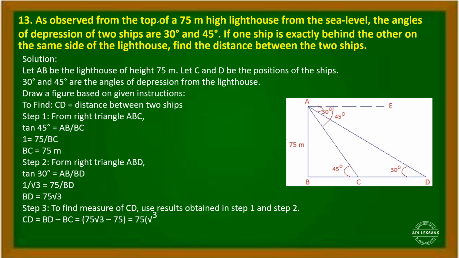Step 3. To find the measure of CD, use the results obtained in step 1 and step 2. CD equals BD minus BC. That equals 75 root 3 minus 75. That equals 75 into root 3 minus 1. So, the distance between the two ships is 75 into root 3 minus 1. This is the required answer. The distance between two ships is 75 into root 3 minus 1 meters.